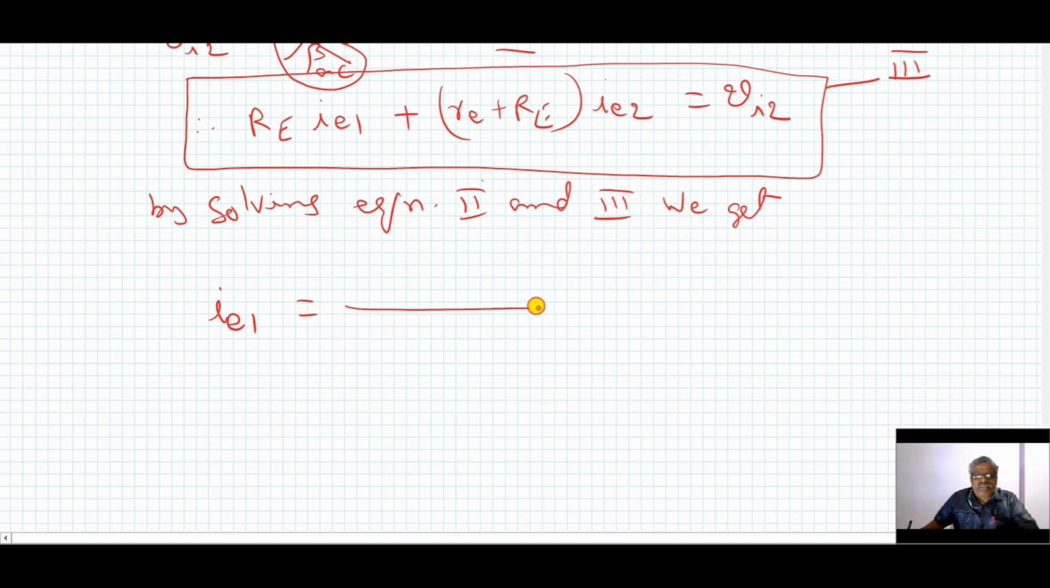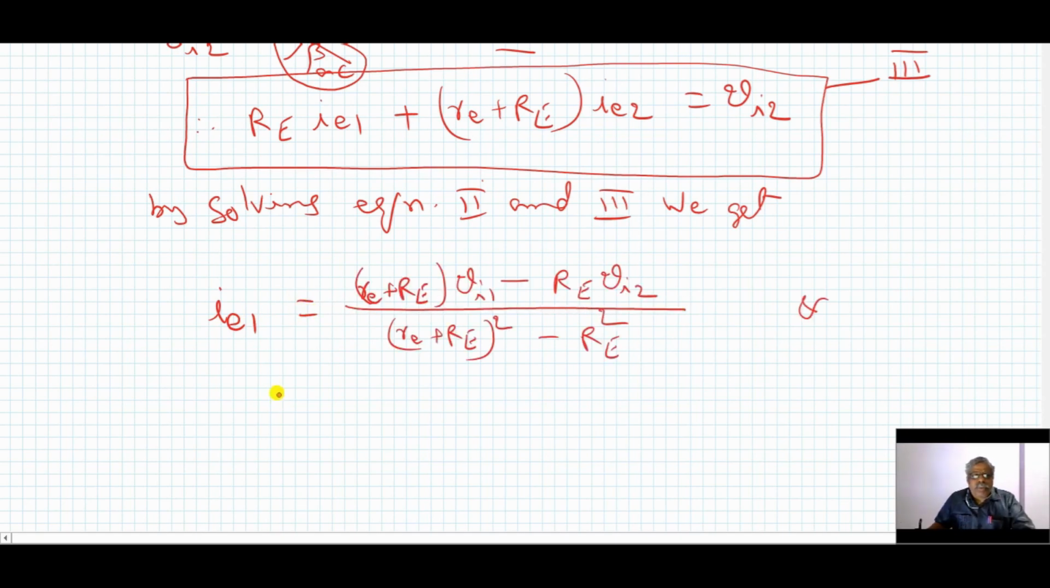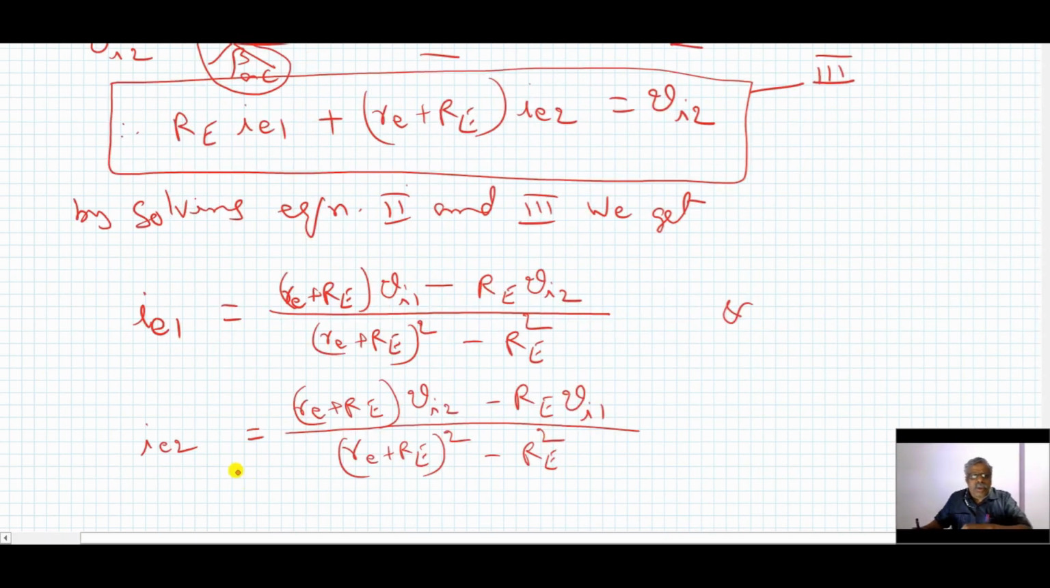IE1 is equal to small re plus capital Re into Vi1 minus Re into Vi2 divided by small re plus Re whole square minus Re square, and IE2 is obtained as small re plus capital Re into Vi2 minus Re into Vi1 divided by small re plus Re whole square minus Re square. It is not difficult to find out these expressions by solving the above two equations.